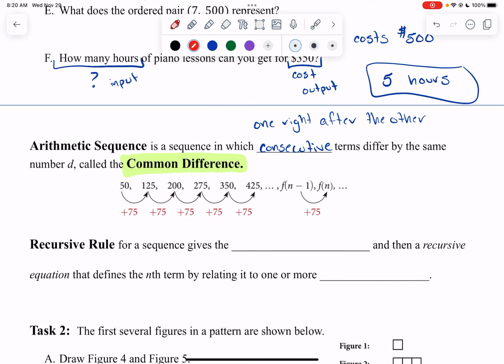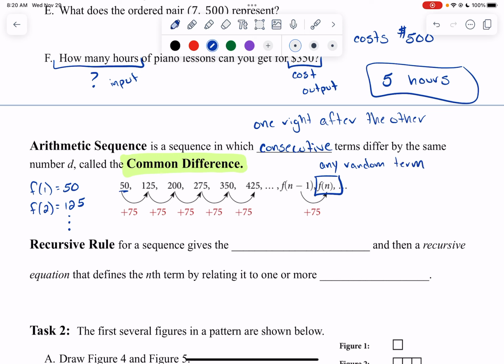Now to talk about notation. Okay, so we already talked about it a little bit. So basically my first term, f of 1, in this case is 50. So f of 2 in this case is 125, and so forth and so on. And we would say then that f of n is just any random term.